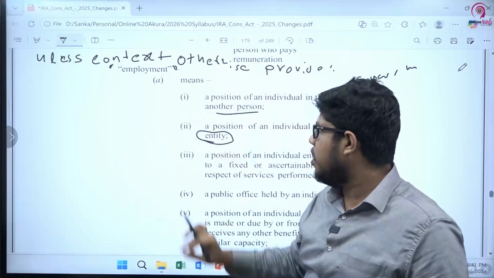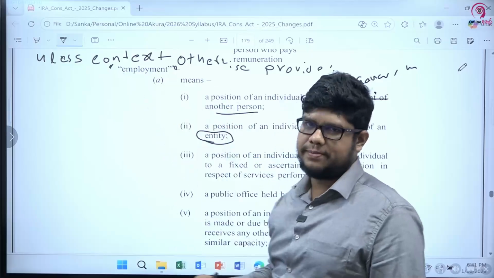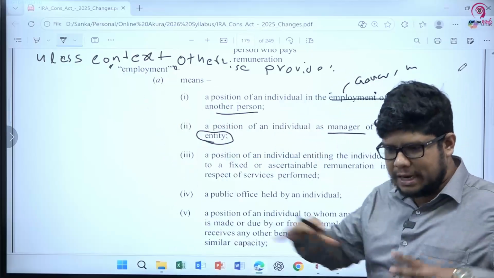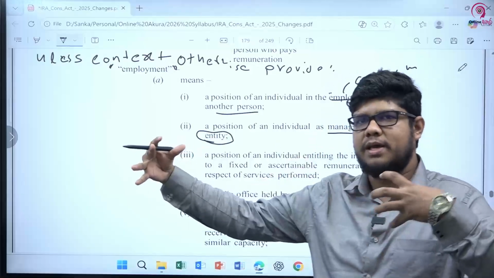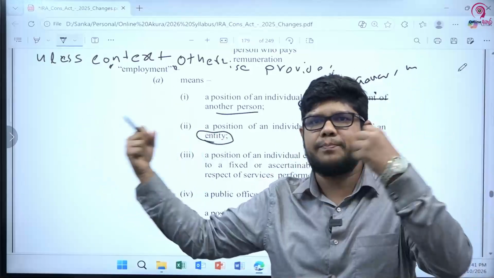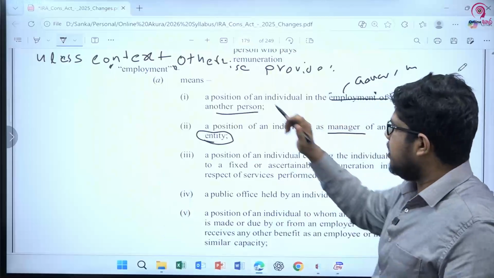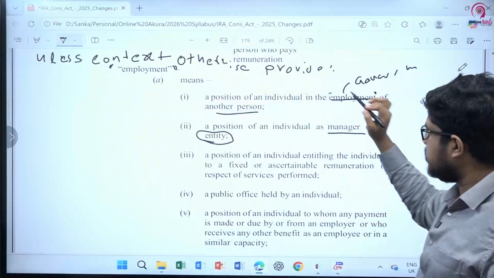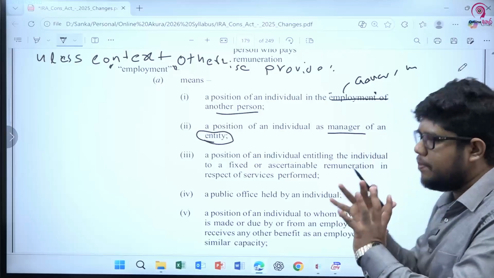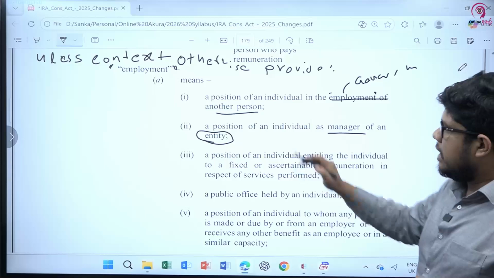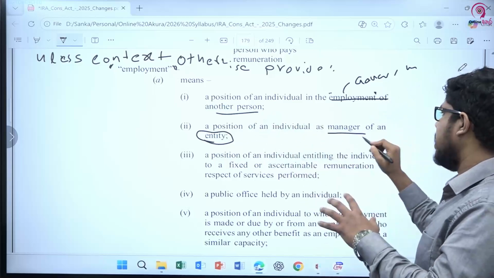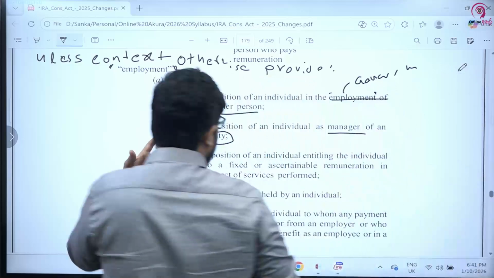Now we are discussing only employment, right? So employment means that connection, the connection between employer and employee. Employment means a position of an individual in the employment of another person. Next one, a position of an individual as a manager of an entity.